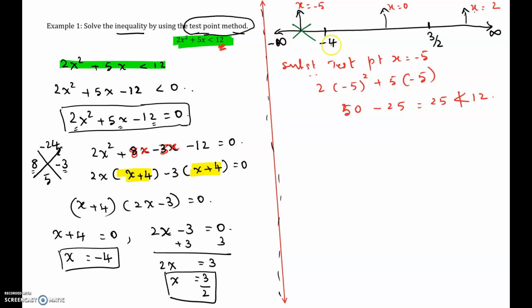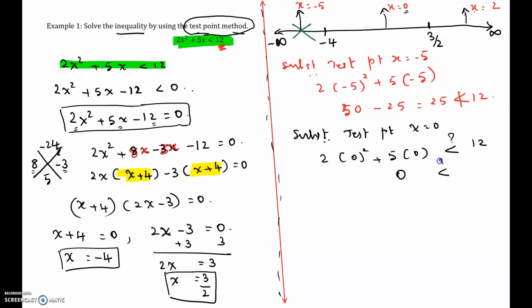Now let's try the other part, which is negative 4 to 3/2. We have taken the test point to be the origin. So substitute the test point x equal to 0 into the inequality. It is 2 times 0 squared plus 5 times 0. The question is, is it less than 12? Of course, the left hand side is 0. Is 0 less than 12? Yes. So that means this part is the solution to the problem. Definitely at this point, it's part of the solution.